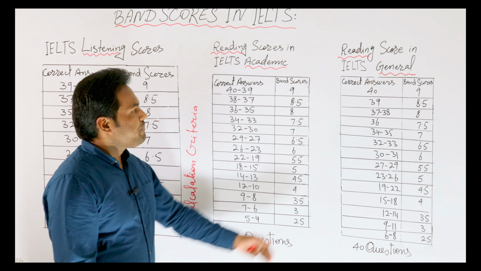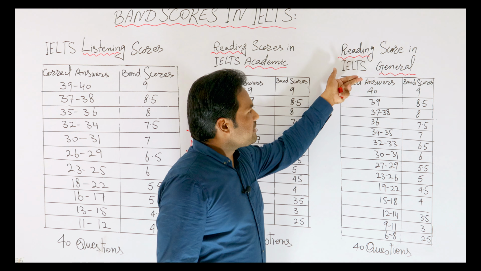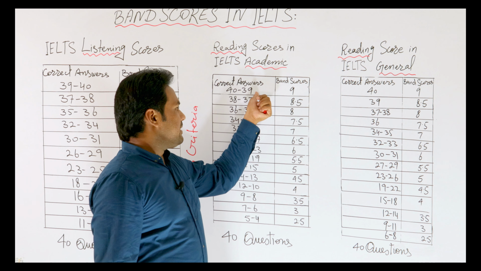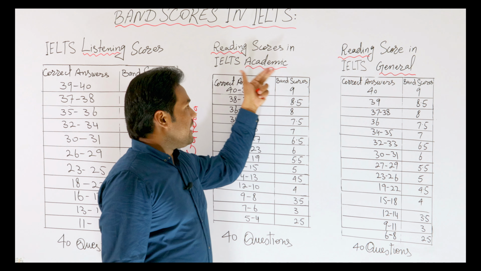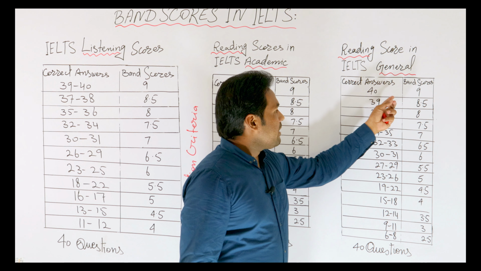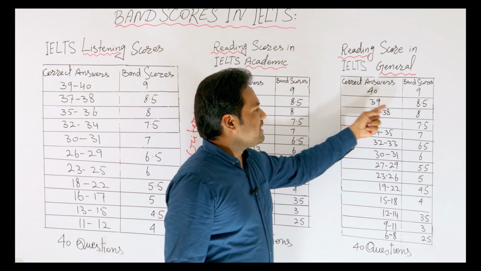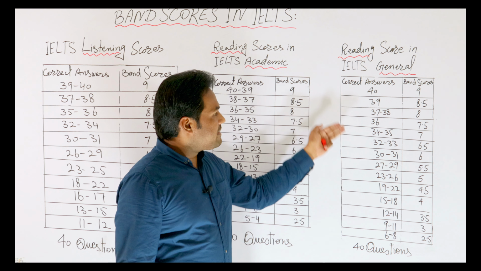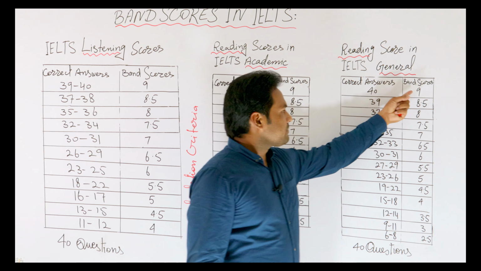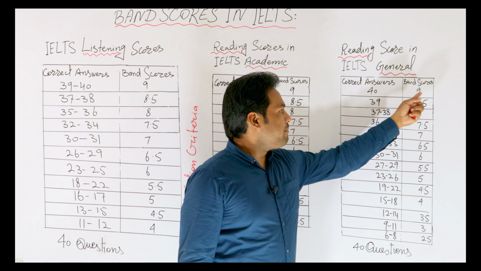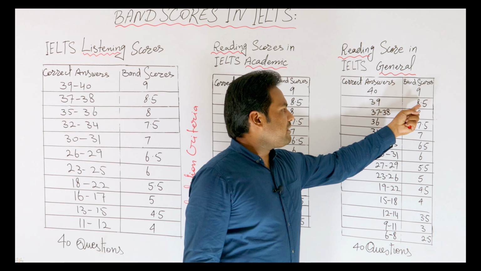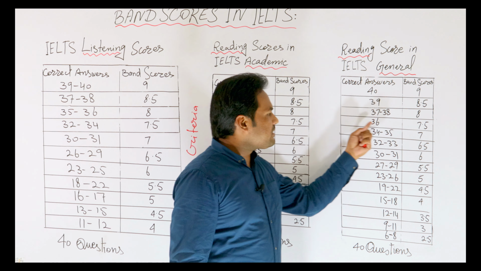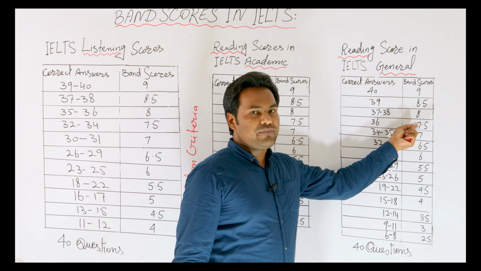And if we move towards the reading band scores in IELTS General, the criteria is slightly different. Here, if you gain 39, you are given 9 bands in IELTS Academic, but if you solve 39 in IELTS General, you are given 8.5. So here is the chart for IELTS General. In IELTS General, for 40 correct answers you are given 9 band scores, for 39 you are given 8.5, for 37 to 38 you are given 8, and if you solve 36 correct answers, your score is 7.5.